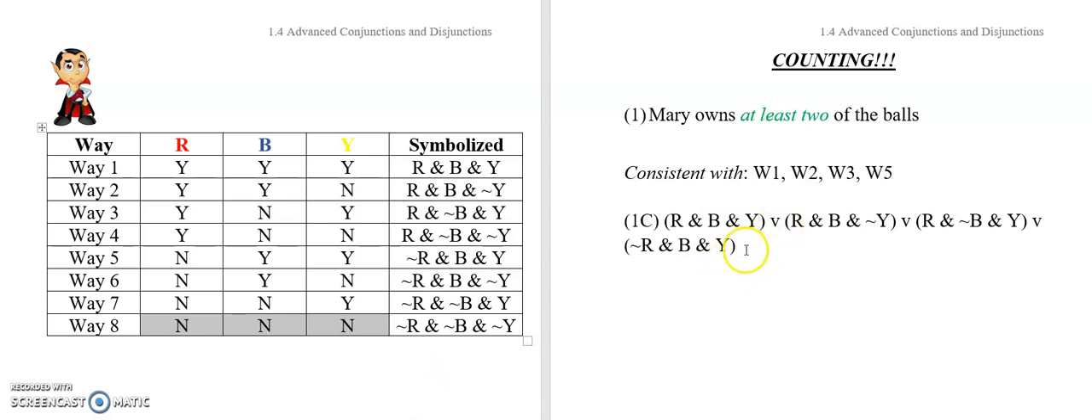So the alternative way that we can do this is we can think about this from the inconsistent with perspective. So which of these ways is the statement Mary owns at least 2 of the balls inconsistent with? Another way of thinking about it is which of these ways cannot be the case if Mary owns at least 2 of the balls. Pause now and see if you can figure that out.